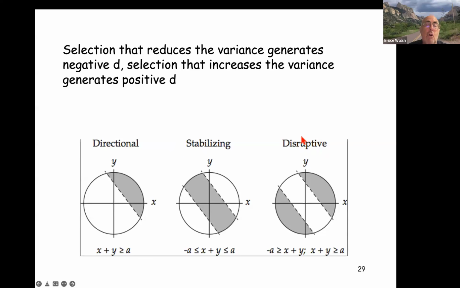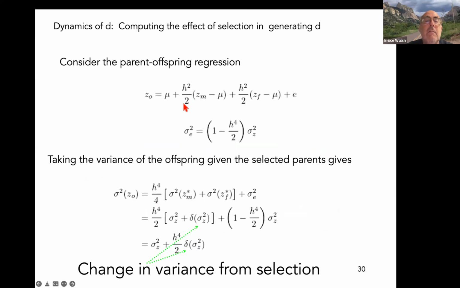That's disruptive, which is unusual. It means you're selecting for individuals that depart from the mean, not that stabilize around the mean. So most selection generates negative D. If I choose individuals to be larger, I generally find that alleles that are larger at one locus tend to be negatively correlated with alleles which are larger at a second locus. And that generates negative D.